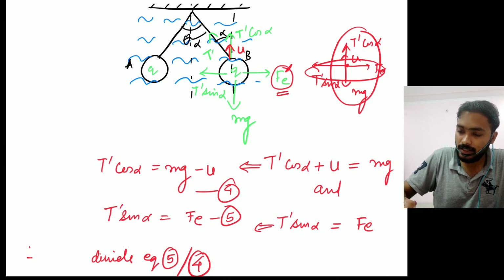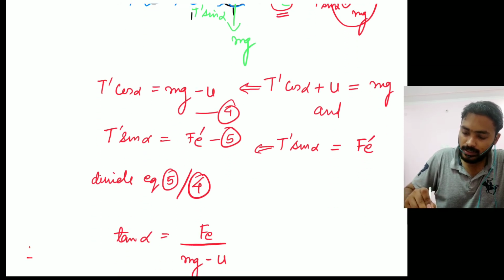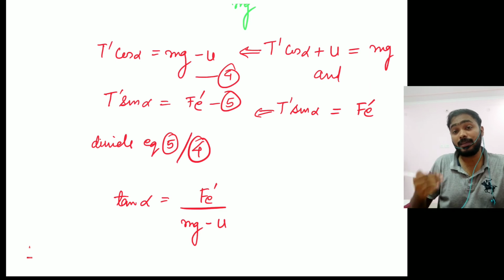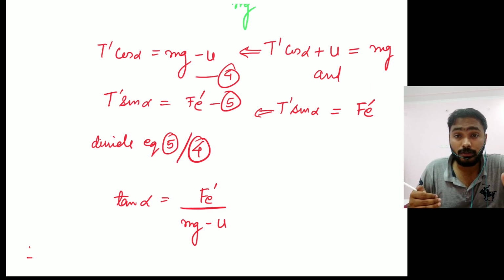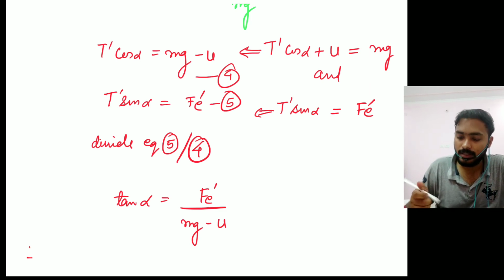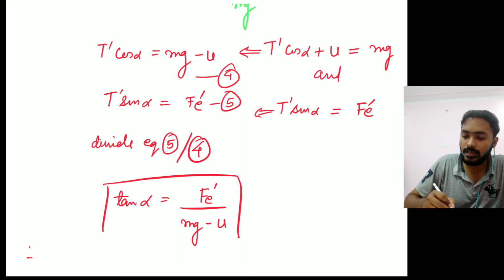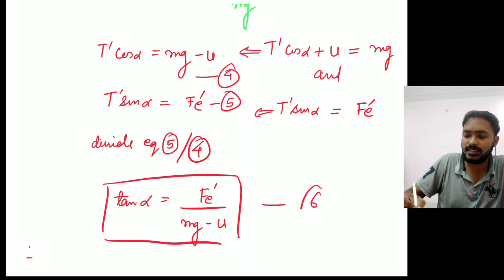So I will write it Fe dash, right? Everywhere I will write it Fe dash. So this is Fe dash upon mg minus u. I hope that is understandable, right? Great. So this is my equation number 6, right?